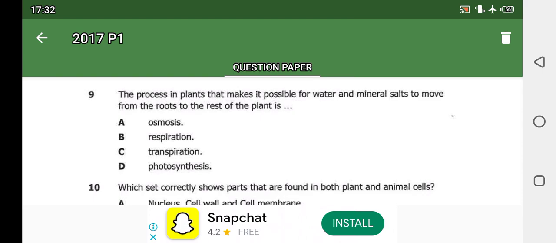Respiration is the process by which glucose reacts with oxygen to produce energy, carbon dioxide and water. But transpiration is the process which enables plants to lose water in the form of water vapor, and for that plant to lose that, there should be transpiration. So the correct answer is C.